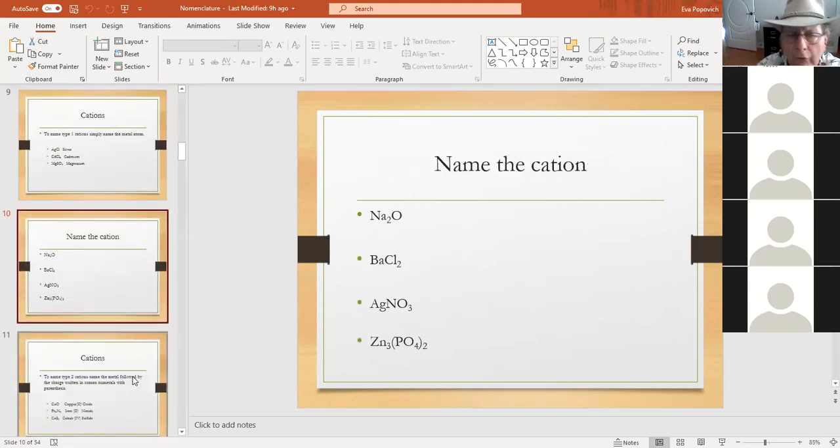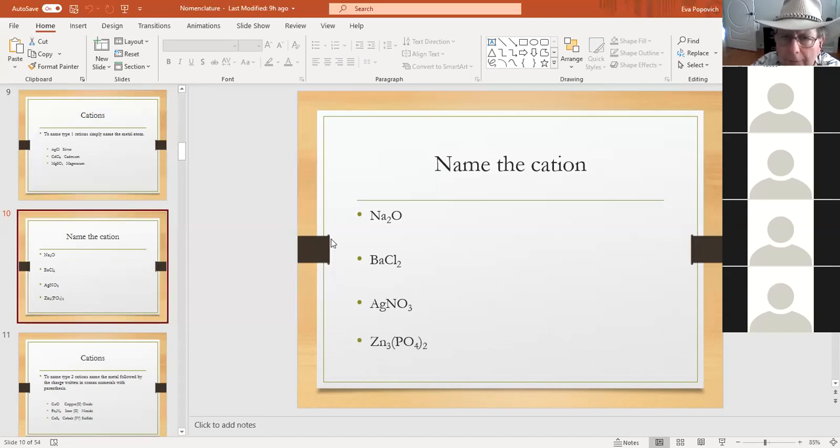Joseph, first compound up here. All you need to do is name the cation. Sodium. Is the first element a metal? Yes. Is it a type 1 or is it a type 2 metal? Type 1. Then name it. Sodium. Dylan, second one. Is it a metal? Is Ba a metal? Yes. Okay. Is it a type 1 or a type 2 metal? Type 2. Where's barium at in the periodic chart, Dylan? Type 1, sorry. Type 1. Do I need a Roman numeral? No. So it's just called barium.